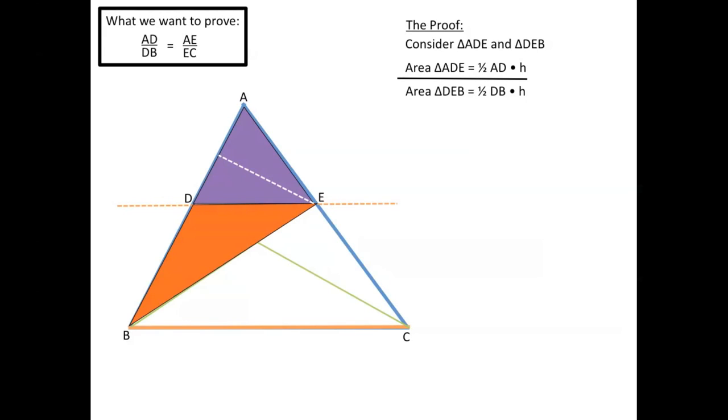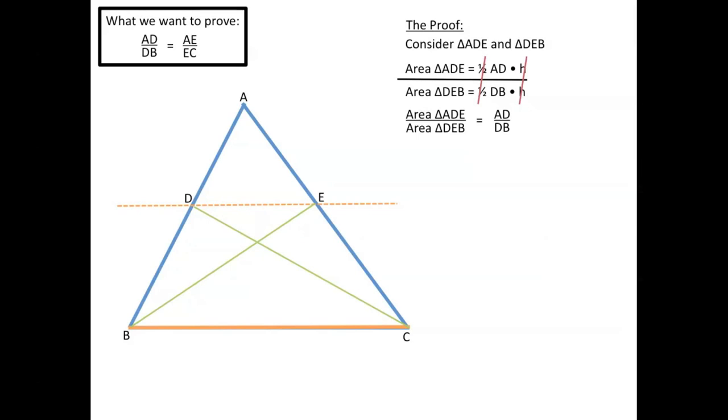When I do so, the halves get canceled, and so do the heights, since it's the same height. And what we're left with is the area of ADE over the area of DEB is equal to AD over DB.